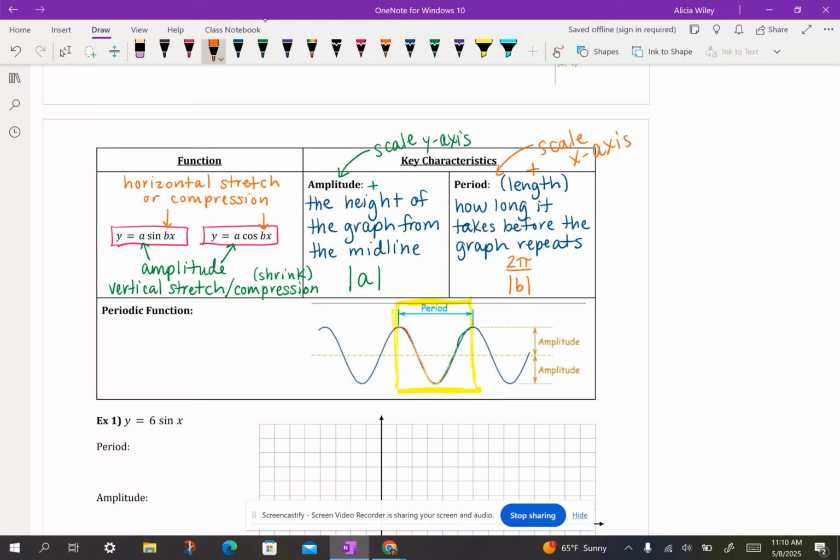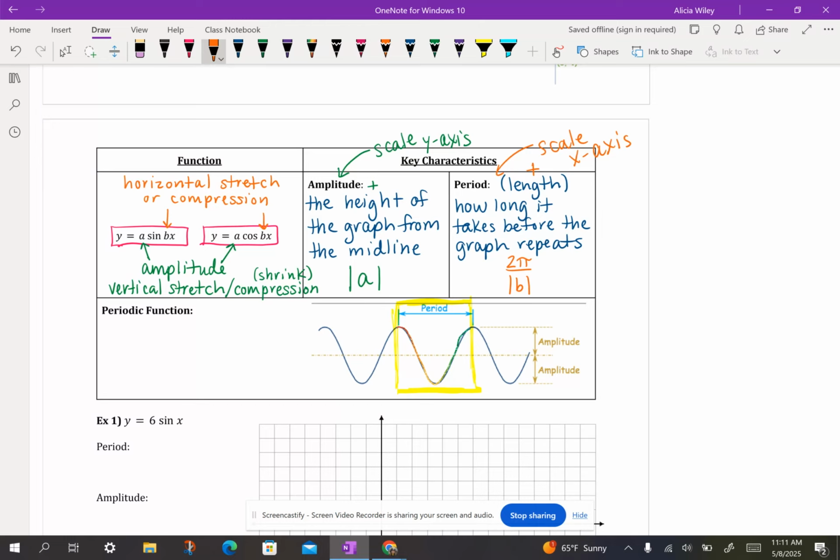If you don't see a value in front of this x, like if you look down at example 1, you see sine of x. There's a 1 in front of x. That means that the b value has not changed, which means my period length would just be 2 pi. If there's a value in front of the x, you're then going to have to take 2 pi and divide it by that value to get that length.